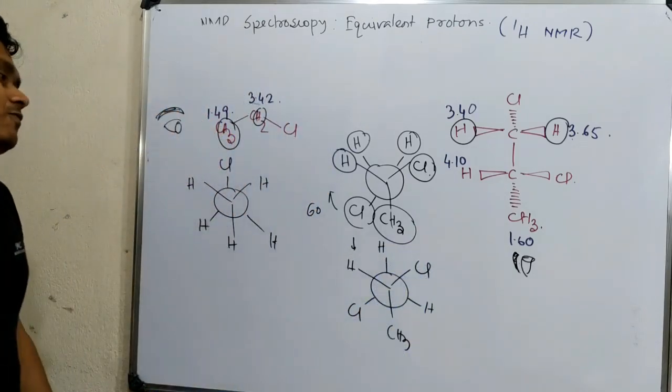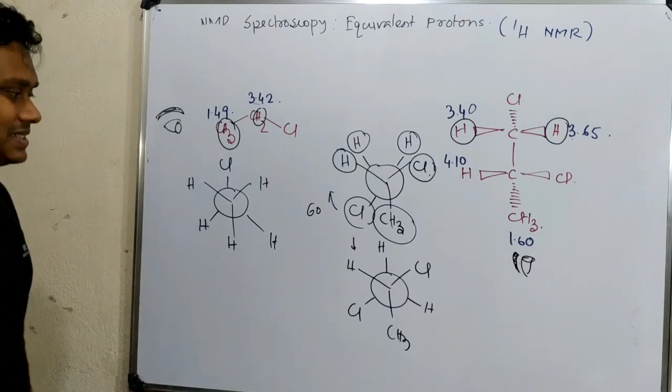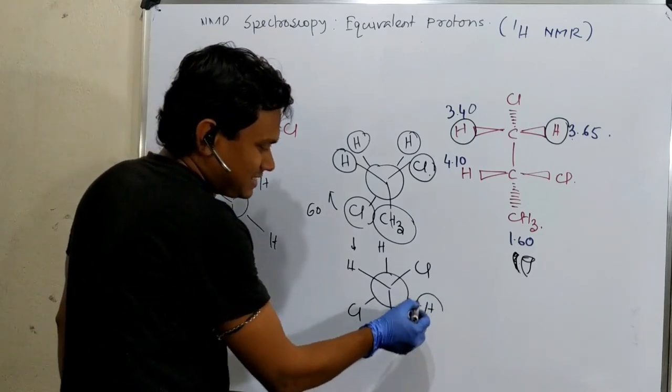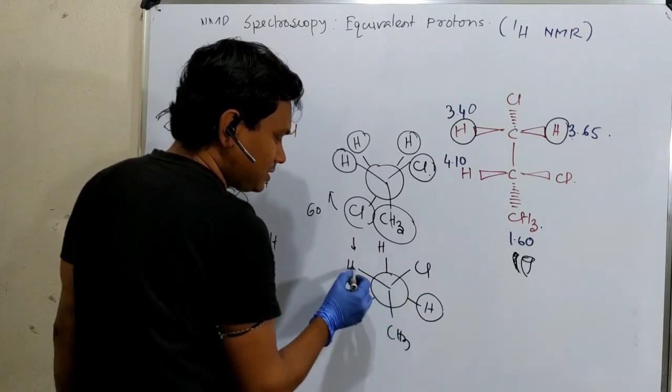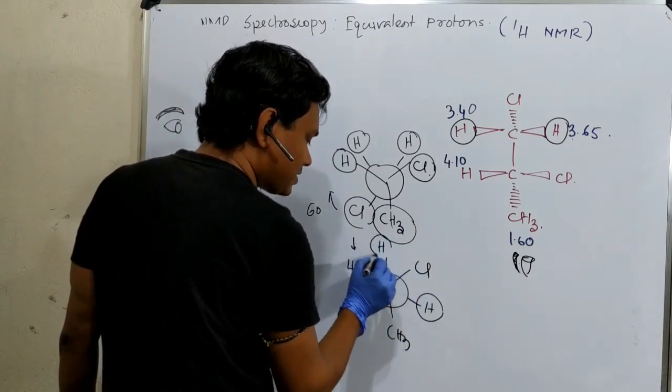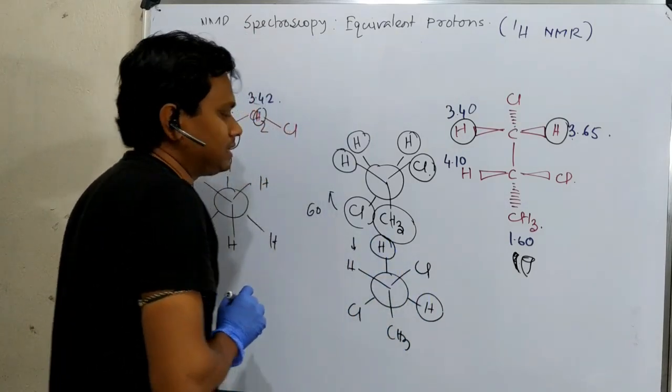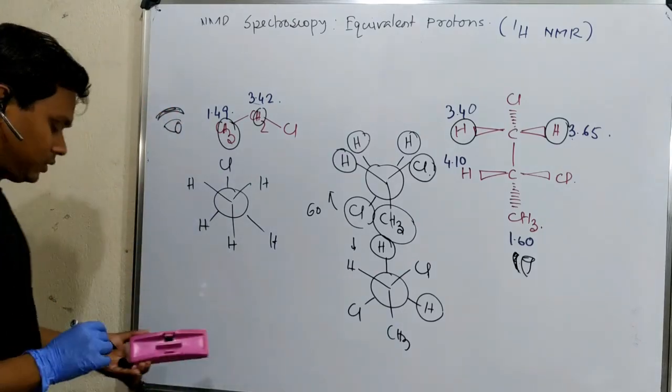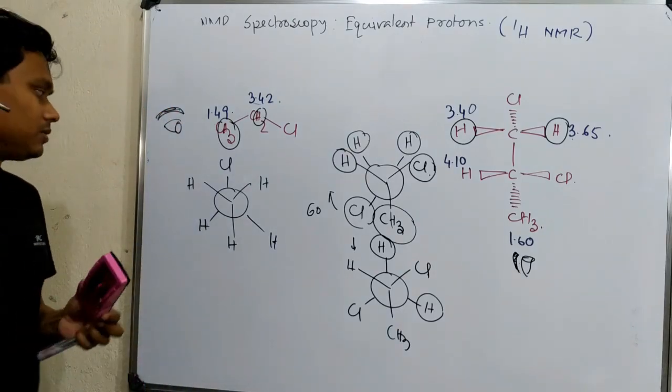Now it will be perfectly clear why there is a difference. See, this hydrogen is in between chlorine and CH3, and this one is in between chlorine and hydrogen. That's why the difference. Fine. Now just look at this molecule.